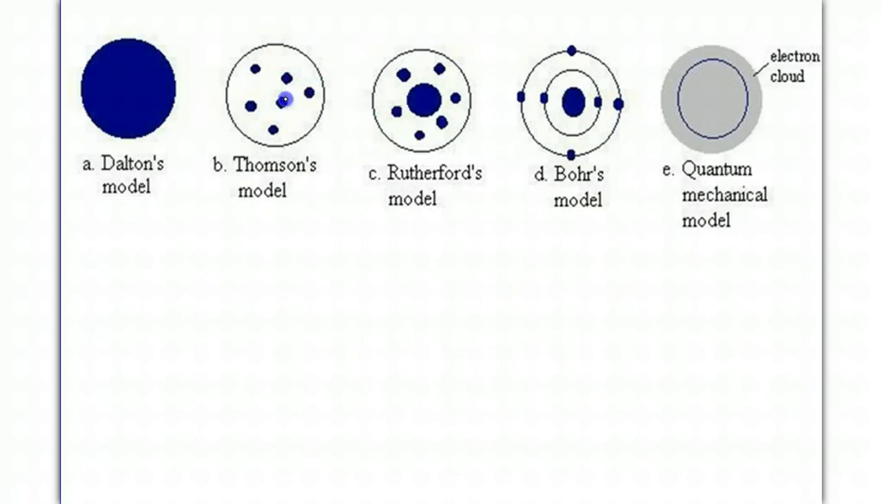So here's what we have so far. Democritus and Dalton just think up the idea of the atom. Then Thomson, using his cathode ray experiment, discovers the electron.